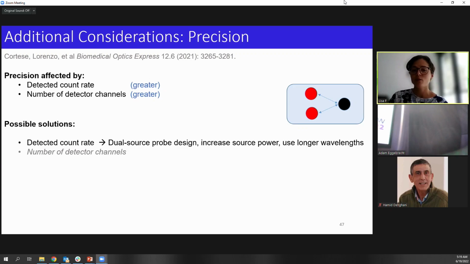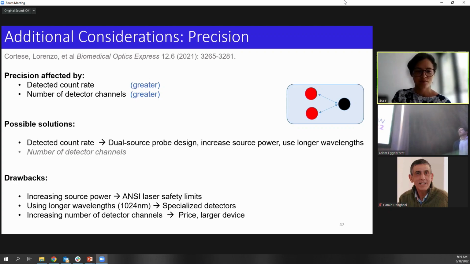If you're working well below the laser safety limit, you can also do the simple solution, which is to simply increase your source power. And also, there's a lot of talk about using longer wavelengths rather than 785 nanometers in order to increase the detected count rate. Increasing the number of detector channels was the second point. There's really only one way to fix that, which is to increase the number of detector channels.